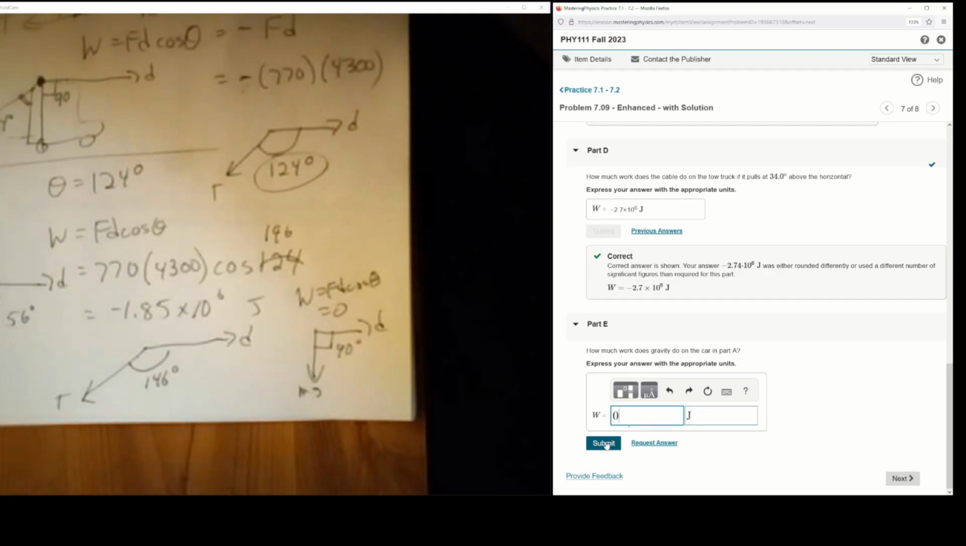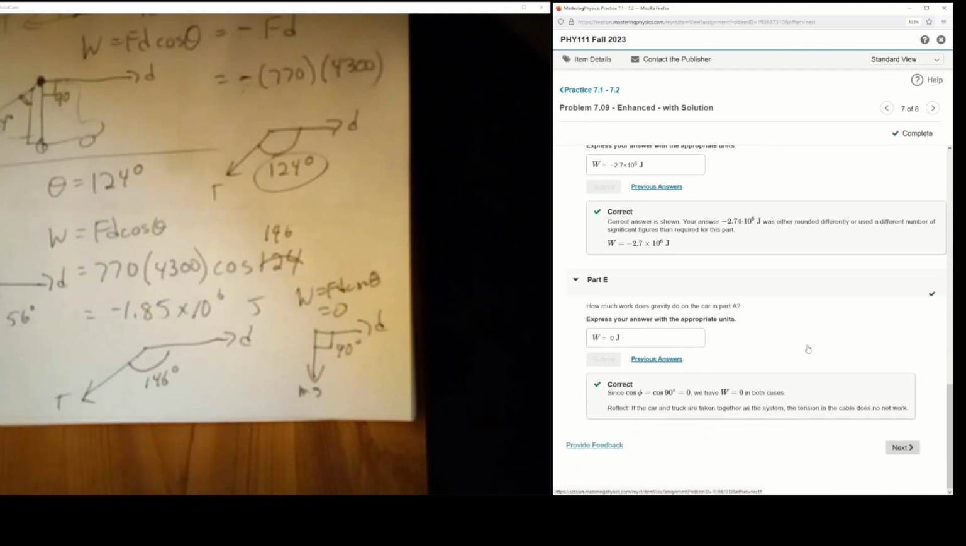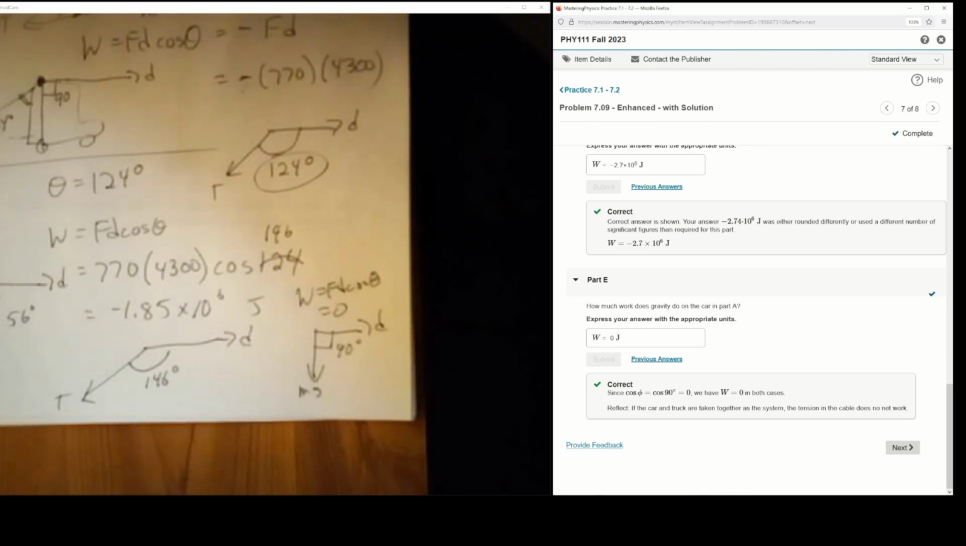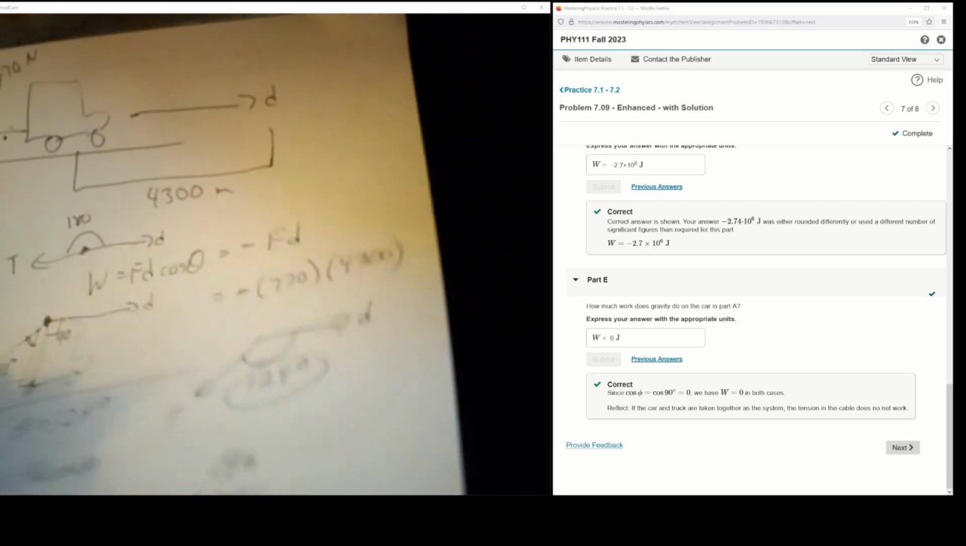So just to say it again, if you put your book on a table and you just let your book sit there, gravity pulling down is not going to make your book move to the right. All right, check out the next one.